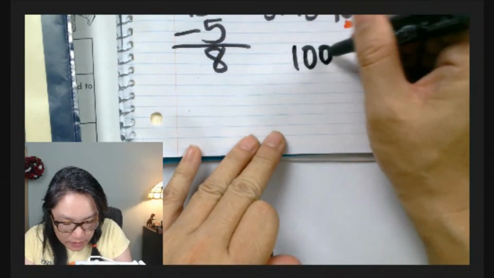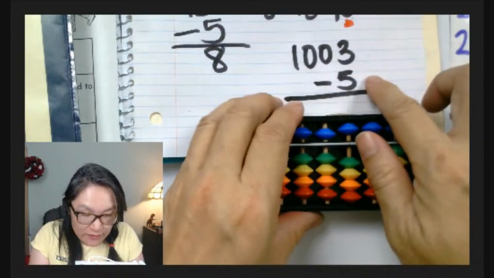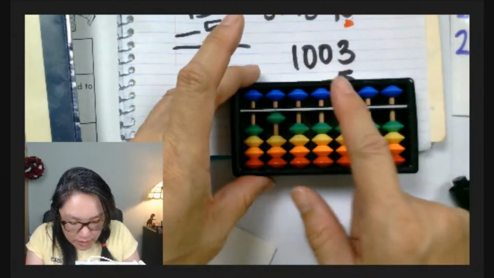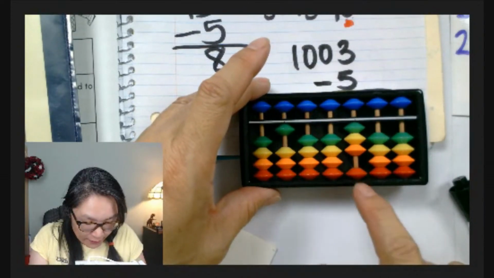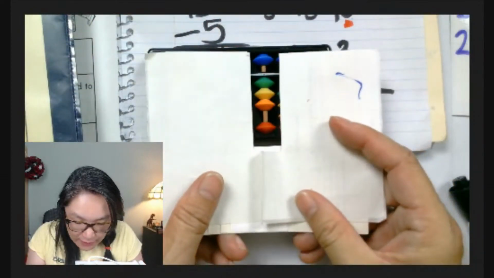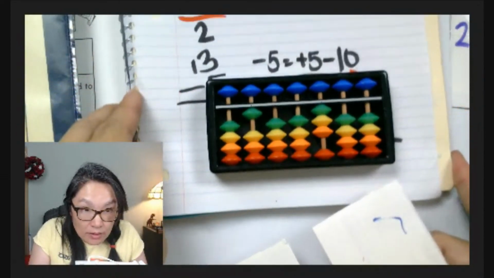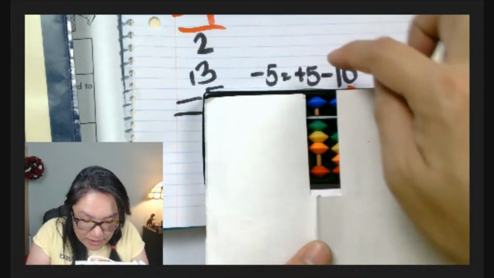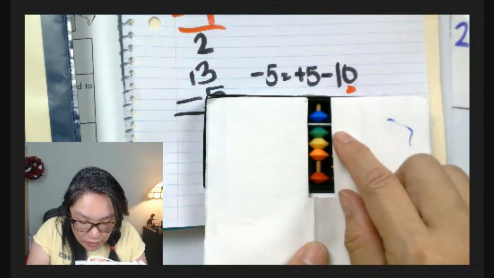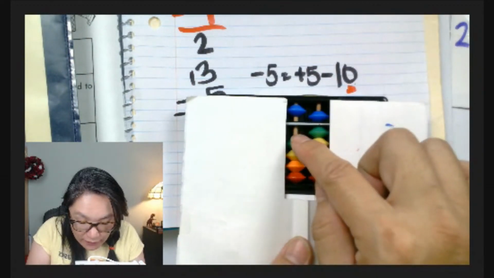the question is 1003 minus 5, right? We know what minus 5 is. So the question is 1003. And we need to minus the 5. Well, what are we going to do? Minus the 5 is what? Oh, you can't see that. There we go, right? Minus the 5 is what? Plus the 5 minus the 10, right? Plus the 5, so let's plus the 5. Now, if you notice, 10 is a 0 and a 1. So when I go over here, I don't have a 1.